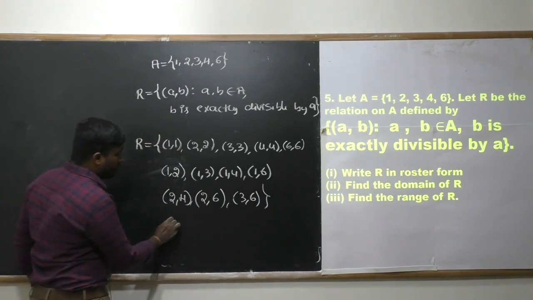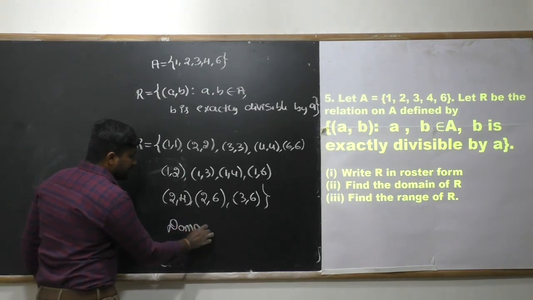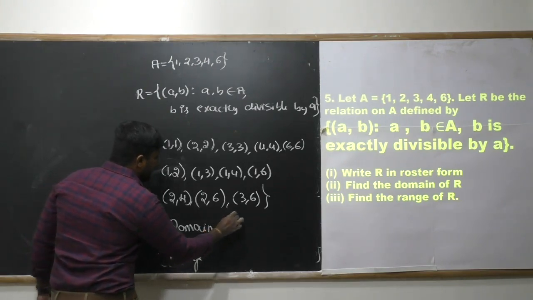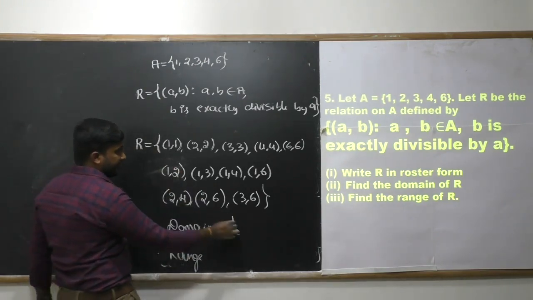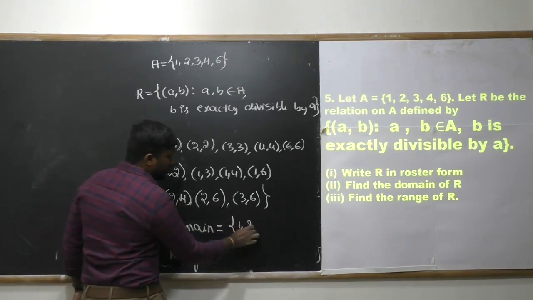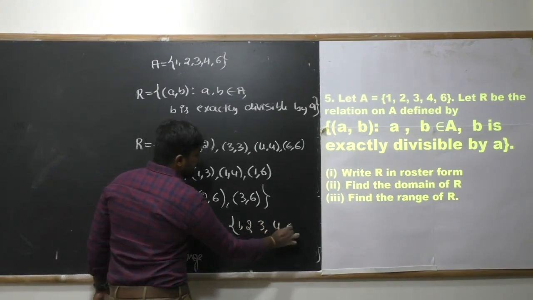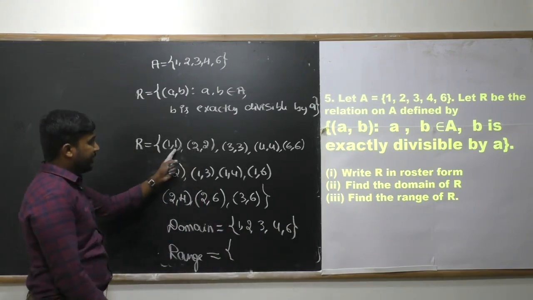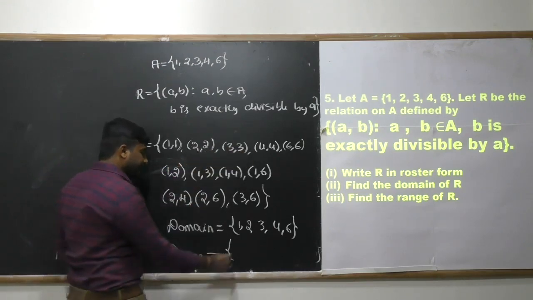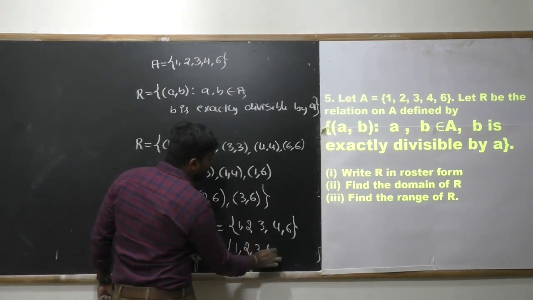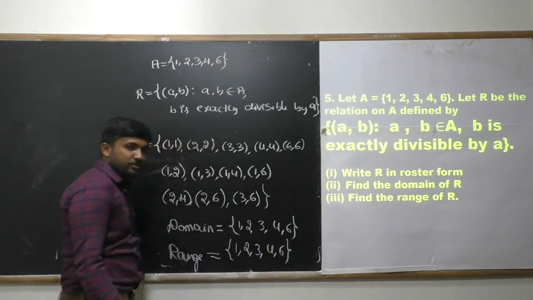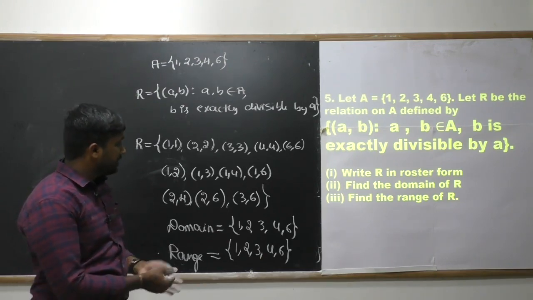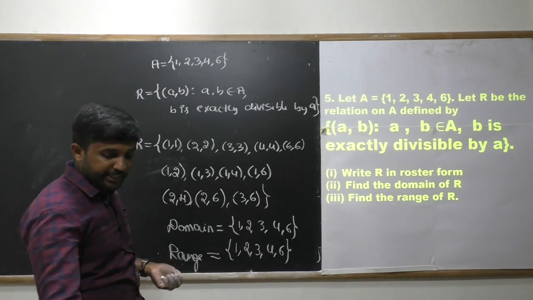Now we write the domain and range. Students, tell me the domain and range of the above relation R. Domain is set containing first elements 1, 2, 3, 4, 6. And what is the range? Set of second elements. Second elements 1, 2, 3, 4, 6. So domain and range are the same here. This is about the divisibility of an element. Got the explanation? Okay, take the next problem.